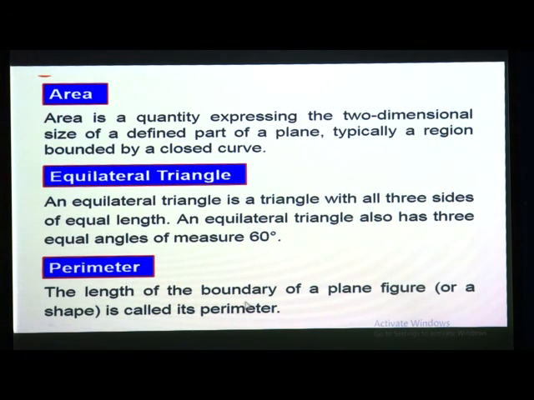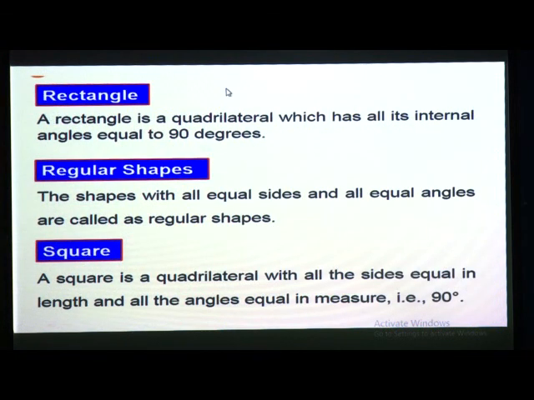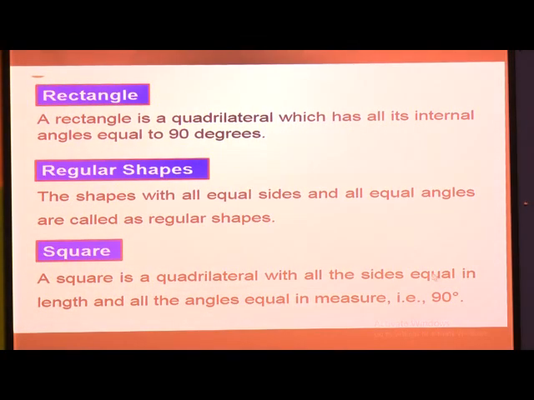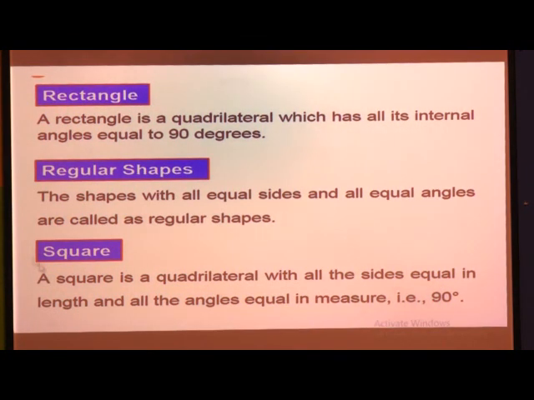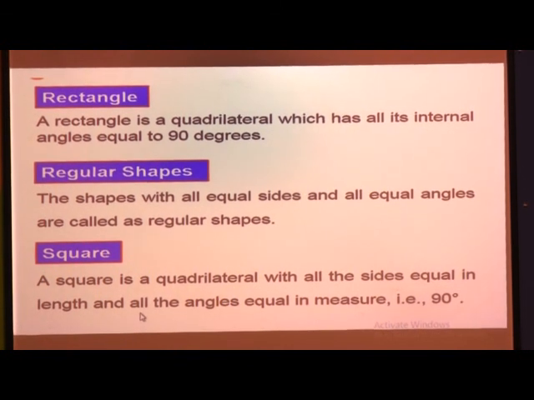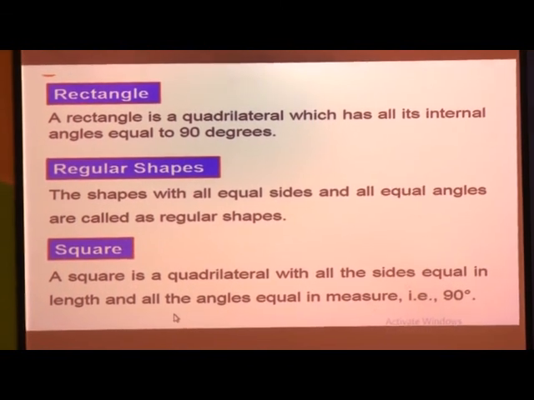Perimeter: the length of the boundary of a plane figure or a shape is called its perimeter. Rectangle: a quadrilateral which has all its internal angles equal to 90 degrees. Regular shapes: the shapes with all equal sides and all equal angles are called regular shapes. A square is a quadrilateral with all 4 sides equal in length and all the angles equal in measure, that is 90 degrees.